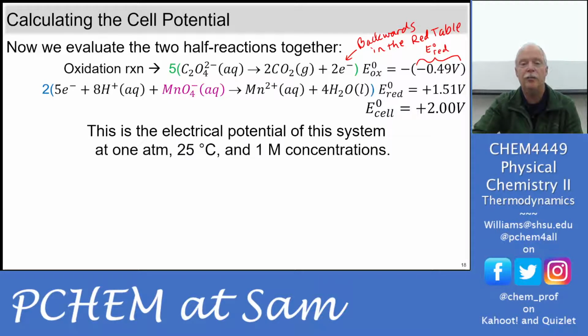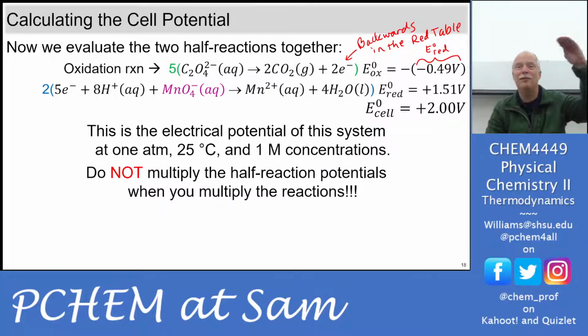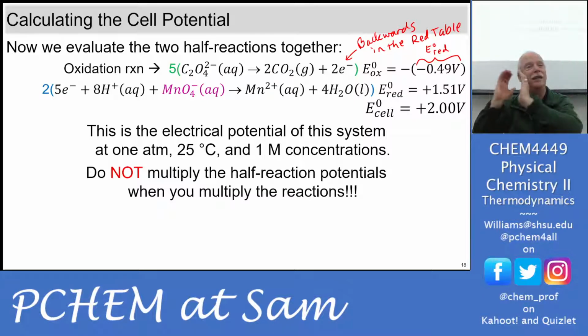So this is the electrical potential of the system with 1 atmosphere for the CO2 gas and 1 molar concentrations for everything else. Okay. You do not multiply the half-reaction potentials. Even though I multiplied that top reaction by 5, I did not multiply the 0.49 by 5. That's a big place for mistakes. Okay, does it make sense?